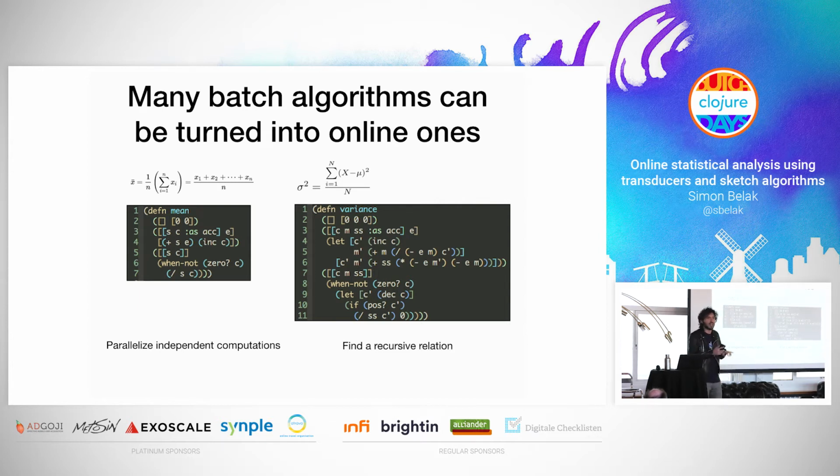But it's something that holds in some cases and doesn't, so it takes some math or alternatively some Googling to find out: does my algorithm have an online version? Sometimes it turns out it does, sometimes it doesn't, but if it does, one of these two approaches is probably how it's turned into being online.